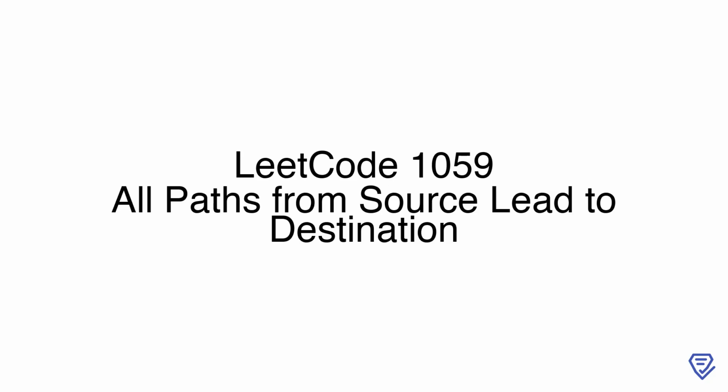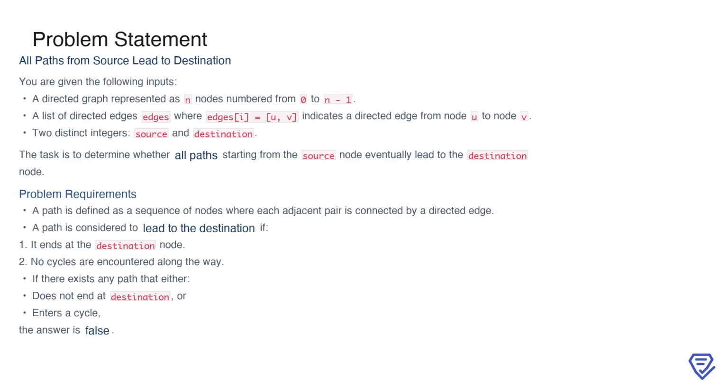Let's dive in. In this problem, we are working with a directed graph that consists of n nodes, labeled from 0 to n-1. The graph is described using a list of directed edges, where each edge connects two nodes, represented as u, v. Additionally, we are provided with two specific nodes, the source node, where all paths begin, and the destination node, which all valid paths must terminate at.